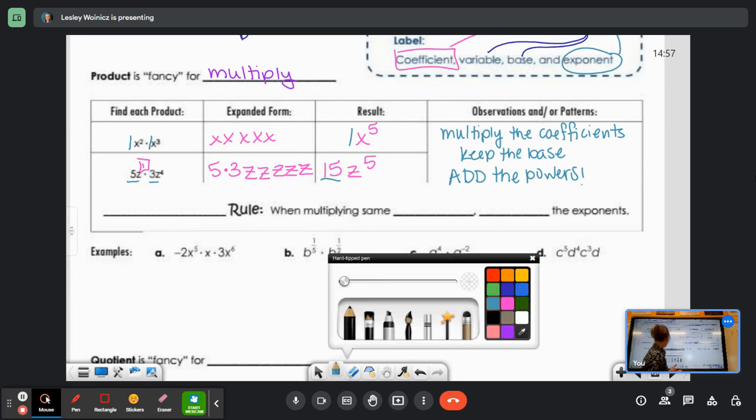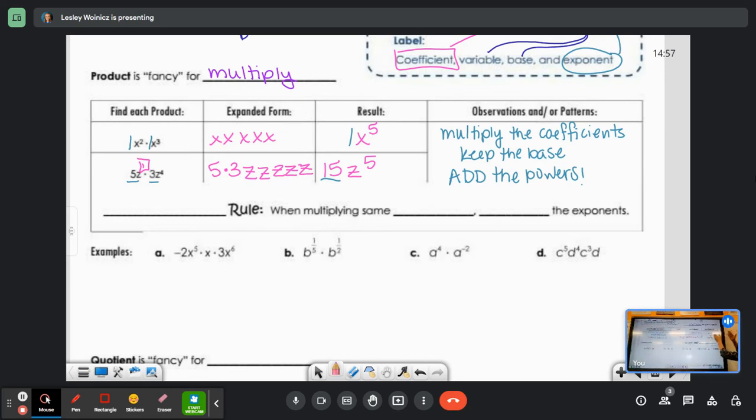Okay, so we're multiplying same bases. Product is fancy for multiplying. What rule is this? Yeah, it's the product rule. And it says when you're multiplying your same bases, they have to be the same, we get to just add the exponents. So now you don't have to do all that expanding every time. But if you do forget the rule, you can just expand it and figure out what to do.